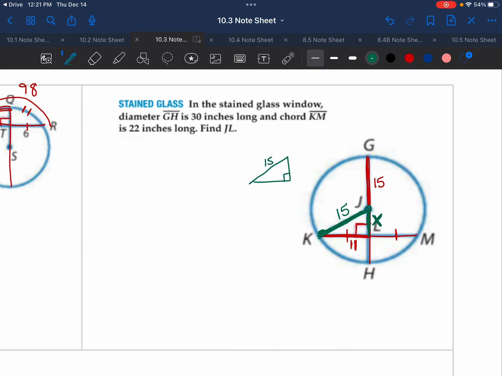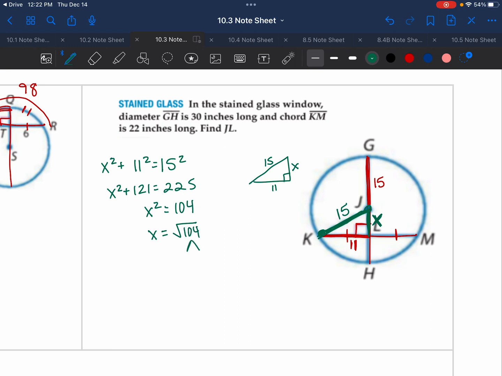Hypotenuse is 15, 11 is a leg, and we want to find this other leg. So what we can do is use the Pythagorean theorem to solve for x. So x squared plus 11 squared equals 15 squared. So x squared plus 121 equals 225. So x squared equals 104. So x equals the square root of 104.